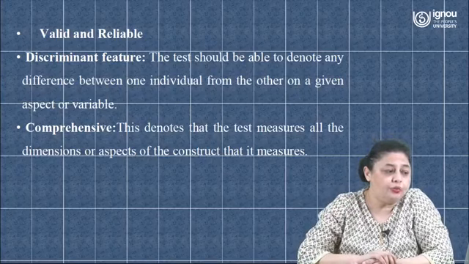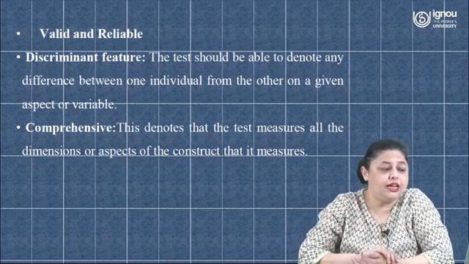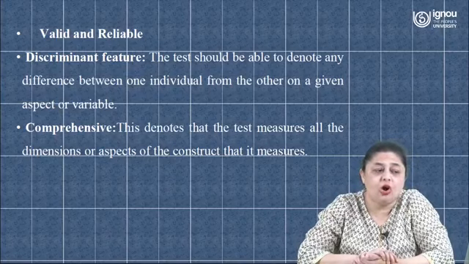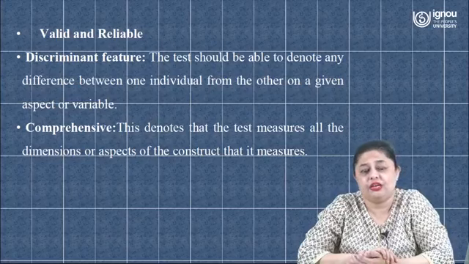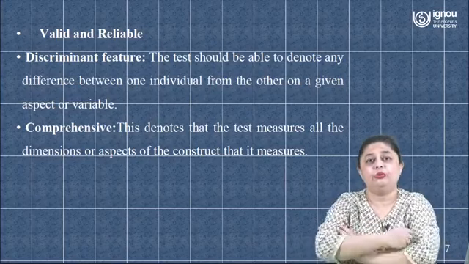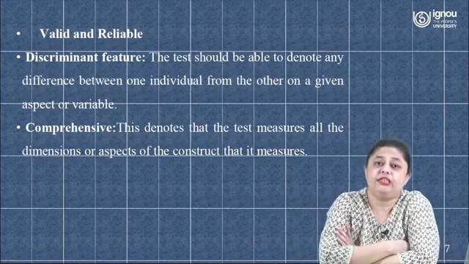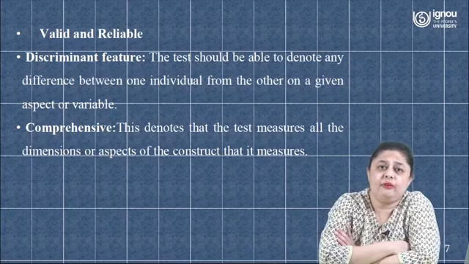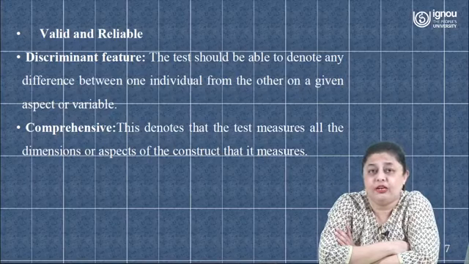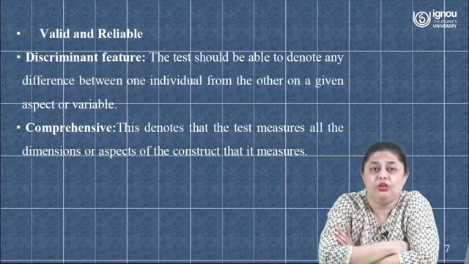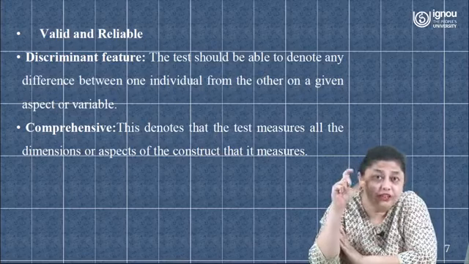And also it has to be comprehensive, that denotes that the test measures all the dimensions or aspects of the construct that it measures. Like for example, going back to the variable of adjustment. Adjustment can be in terms of home adjustment, it could be in terms of social adjustment, it could be in terms of educational or school adjustment and so on, so whatever that operational definition.